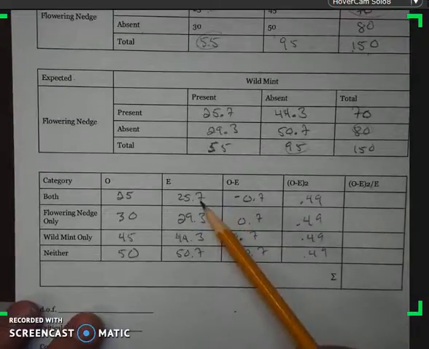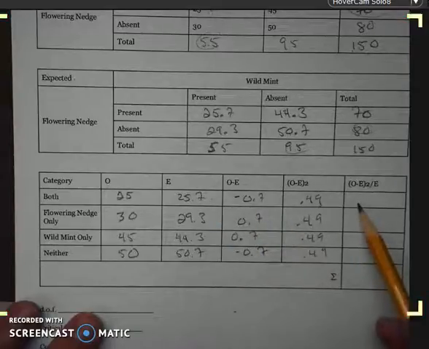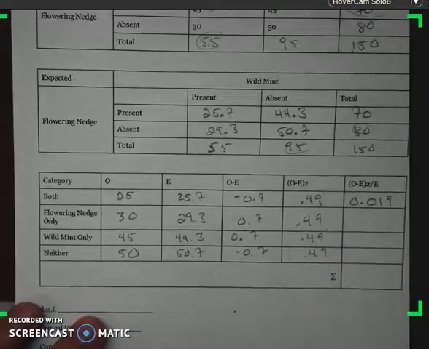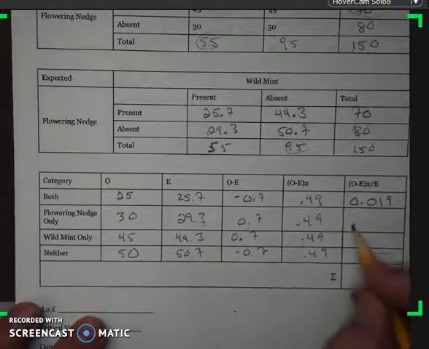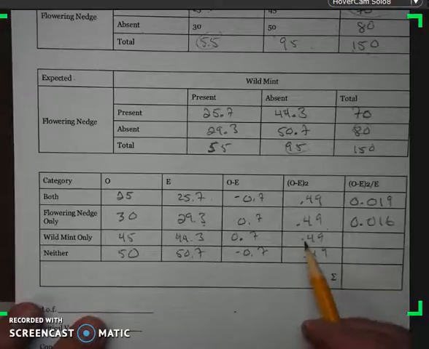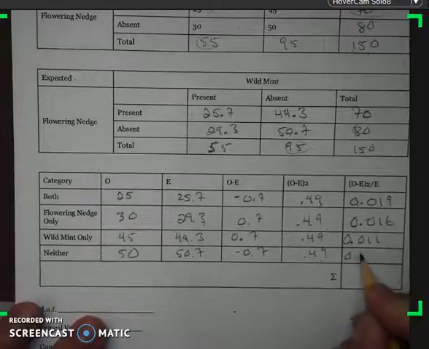Okay, so I subtracted my observed from my expected, and then I squared that to get 0.49. And then we're going to take 0.49 and divide it by 25.7, and then we're going to get our value here of 0.019. Okay, 0.49 divided by my expected value of 29.3 is going to give us 0.016. 0.49 divided by 44.3 will give us 0.011, and then 0.49 divided by 50.7 will give us a value of 0.009.